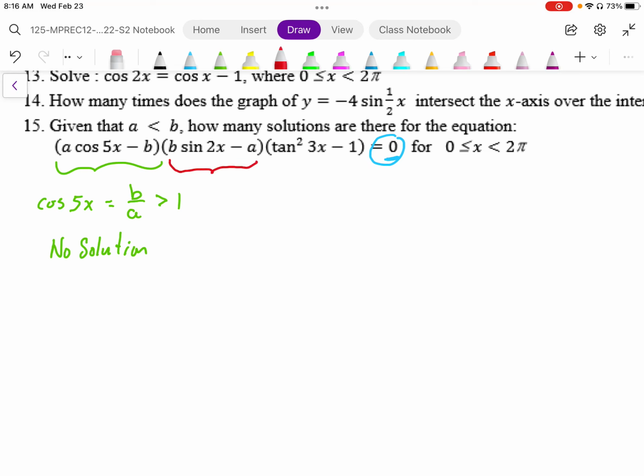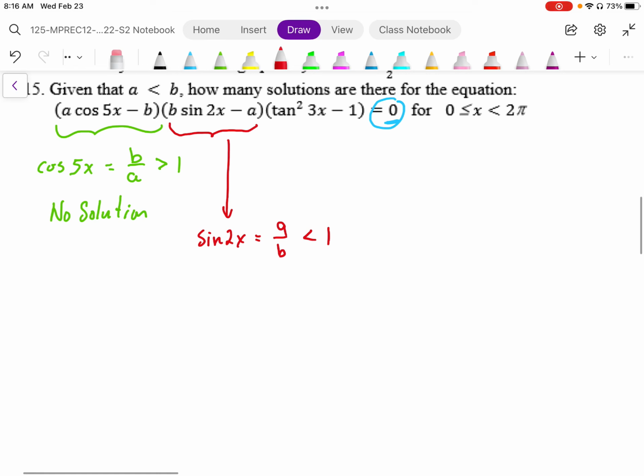Okay, so here we end up with sine 2x is equal to a over b. Well, since a over b is less than 1, there are solutions here. And for each period, there should be 2 solutions. Okay, so because our period is going to be affected by that horizontal compression, we're going to get 2 sets of solutions in our domain that we've been given from 0 to 2 pi.